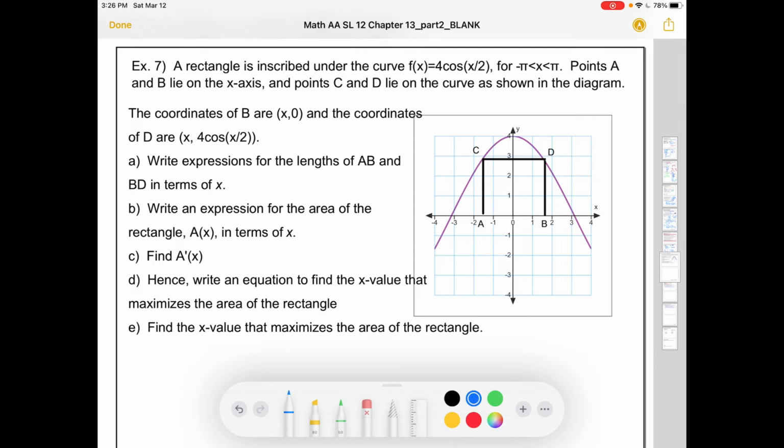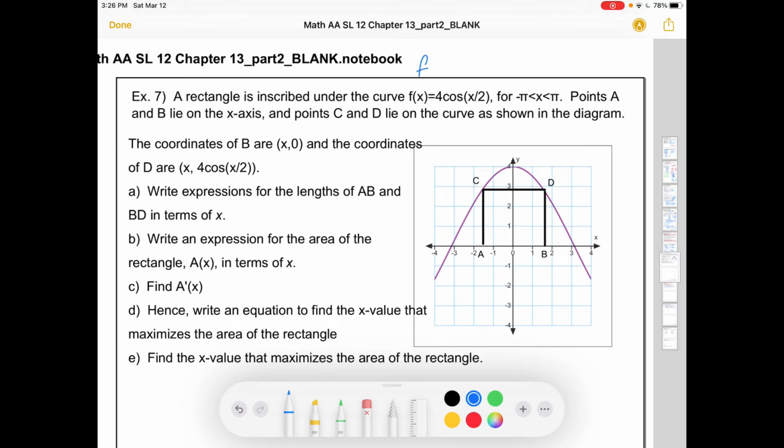So we've got a rectangle inscribed under the curve f of x is 4 cos of x over 2. And I'm just going to rewrite that as f of x equals 4 cos of 1/2 x. They mean the same thing, but if you have to differentiate, it may be easier with the 1/2 x, thinking of it as a coefficient. Points A and B lie on the x-axis. C and D lie on the curve, as shown in the diagram.